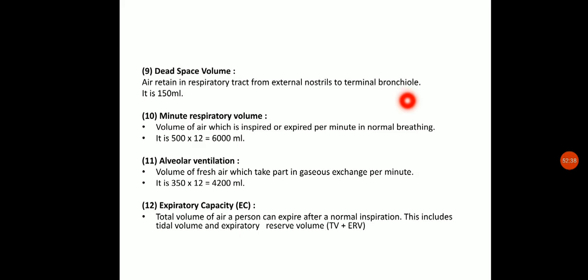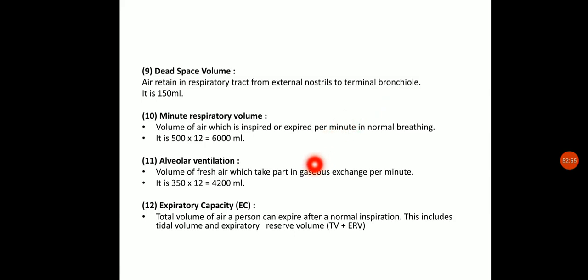Okay. Next is minute respiratory volume. A volume of air which is inspired or expired per minute. Minute respiratory volume is the volume of air which is inspired or expired per minute in normal breathing. That is called minute respiratory volume.